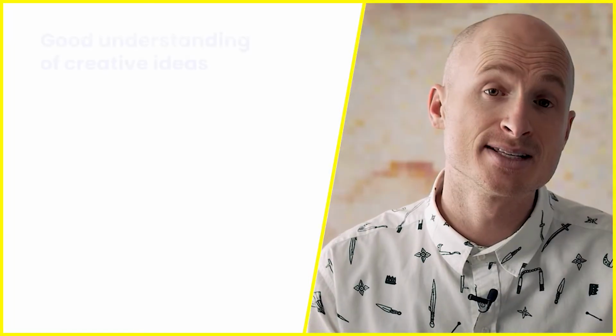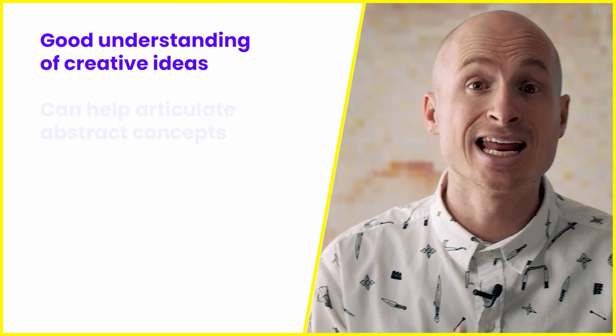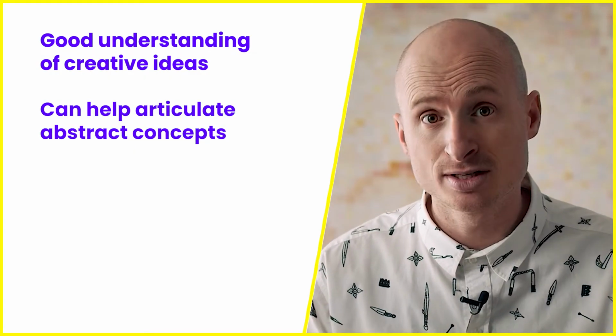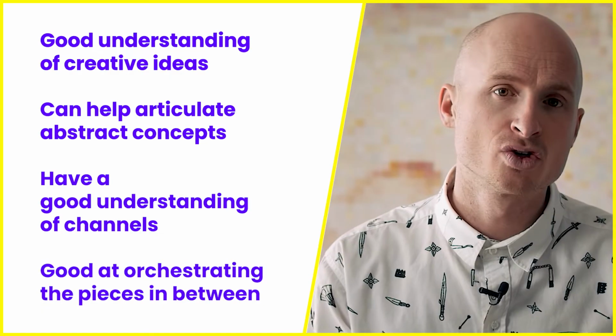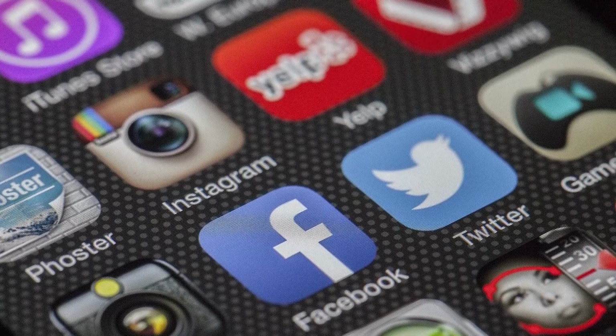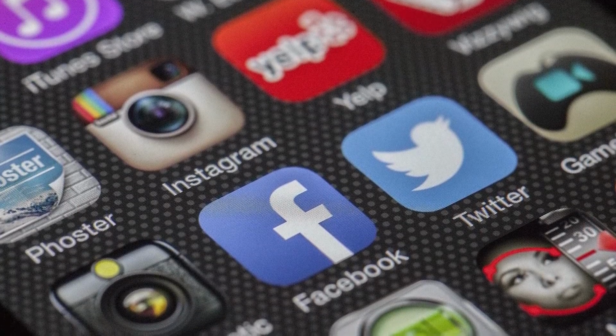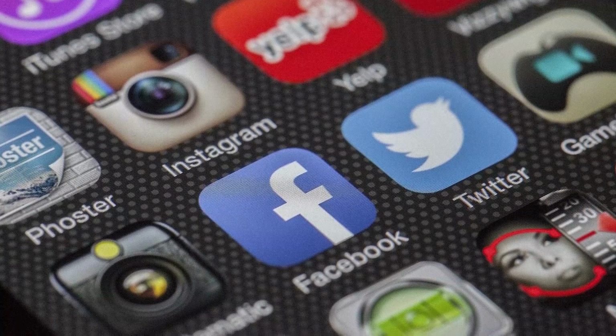A creative strategist requires someone who has a good understanding of creative ideas and can help articulate abstract concepts. They have a good understanding of channels and they're good at orchestrating the pieces together. In the last few years, the understanding of the channels, especially social media, has meant that a number of creative strategists have come through social media. They are experts in the channels and now they are being asked to do the idea platform as well as orchestration.